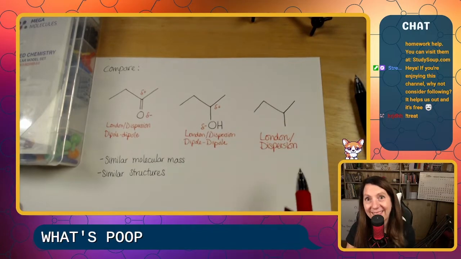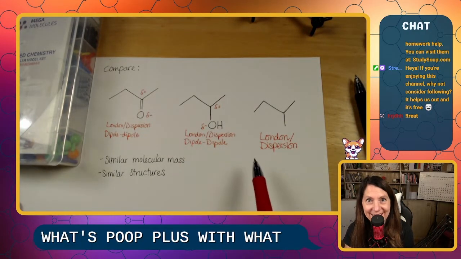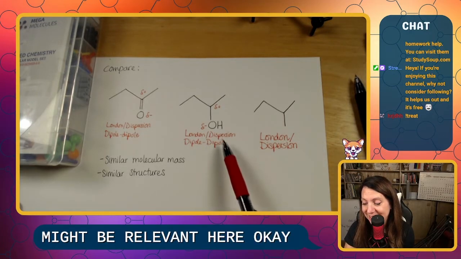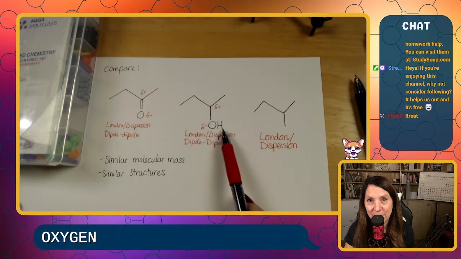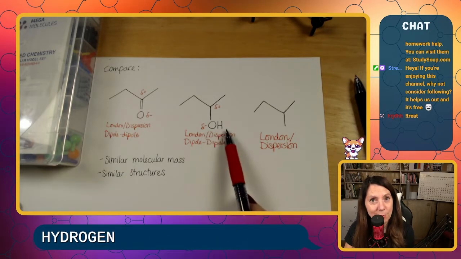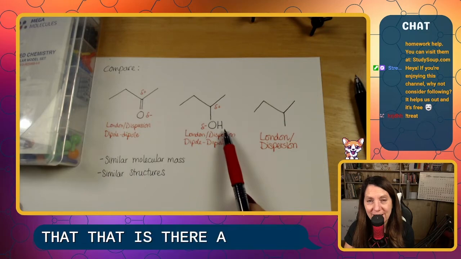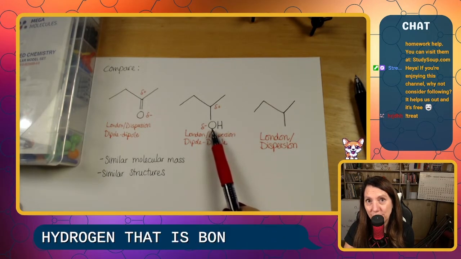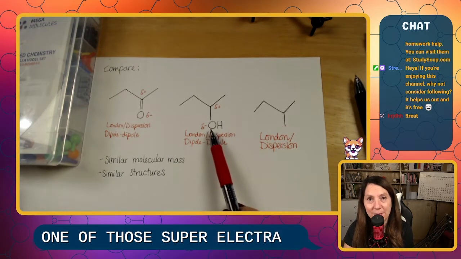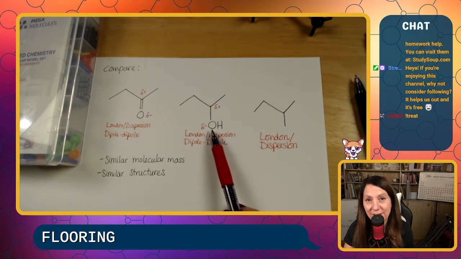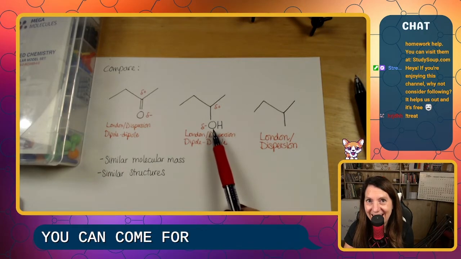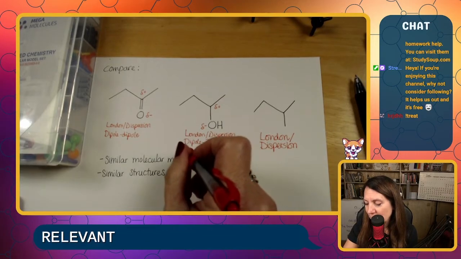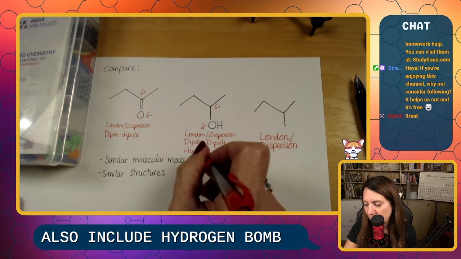Which leaves us with what other intermolecular force might be relevant here. What do we see? We've got oxygen that is bonded to a hydrogen. Whenever we see that, that is our indicator that hydrogen bonding is happening. Whenever you see hydrogen bonded to one of those super electronegative atoms like fluorine, oxygen, or nitrogen, you can confidently say that there is going to be hydrogen bonding that's relevant. So we can also include hydrogen bonding in our list.